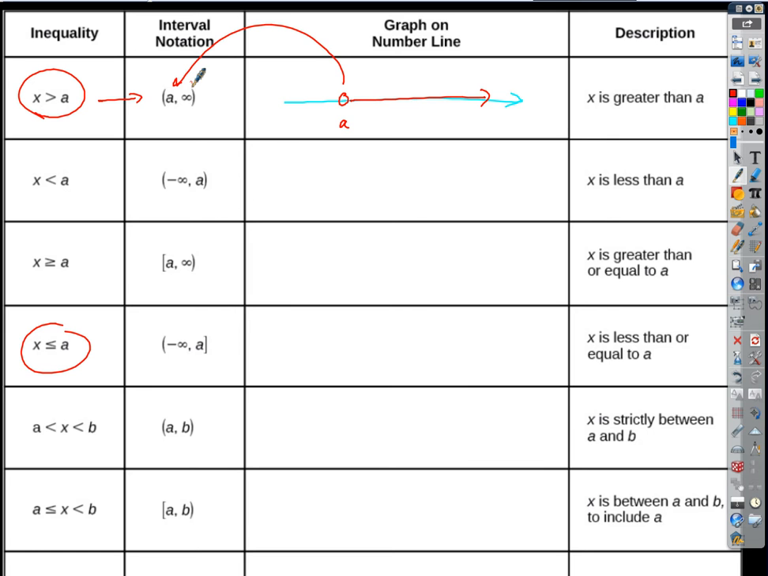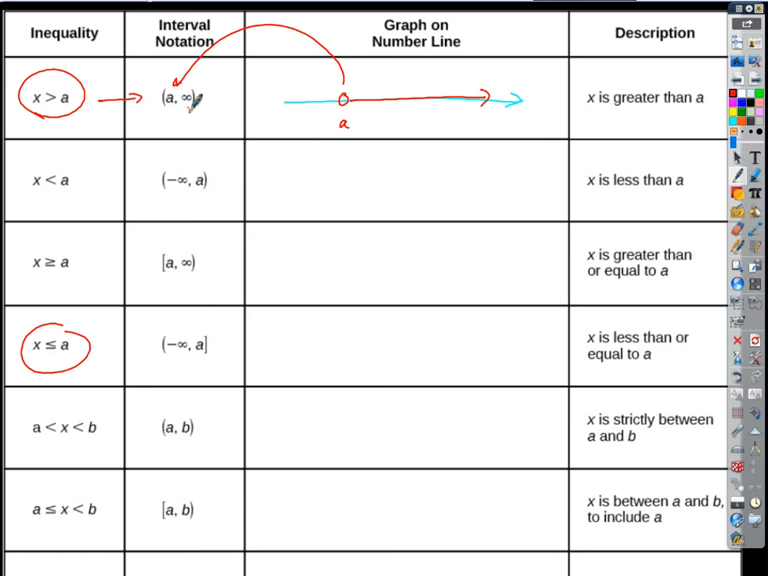With interval notation, we have to put something on the left and something on the right. Well, the something we put on the right to indicate that there is no upper limit is infinity, right? Because infinity, after all, is not a number. You can't ever get to infinity. It's just out there forever, right? So does that make sense?